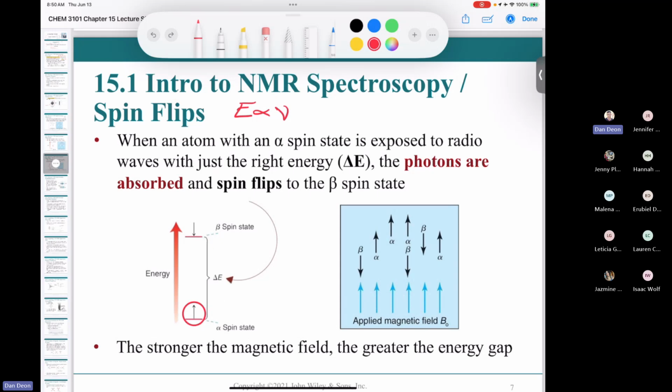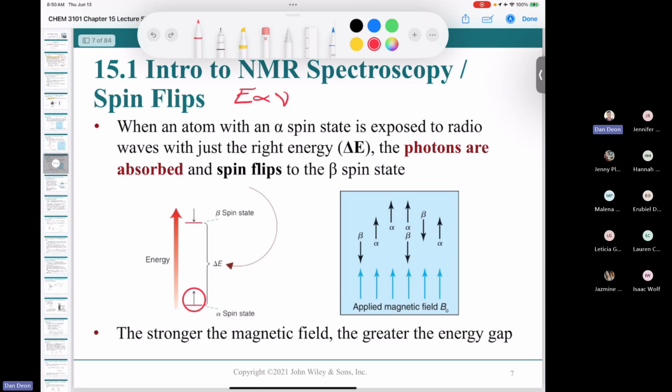Okay, we say it flips. It goes from the alpha spin state and it flips to the beta spin state. All right, and it turns out that the stronger your magnetic field, the bigger the energy gap between the alpha and the beta spin state. Now we're going to actually look at this concept, I'm going to write it down here later, okay? Because if you're wondering, why would I want to use a stronger magnet, to have a bigger energy gap between the alpha and the beta spin state? I'll explain that later on.